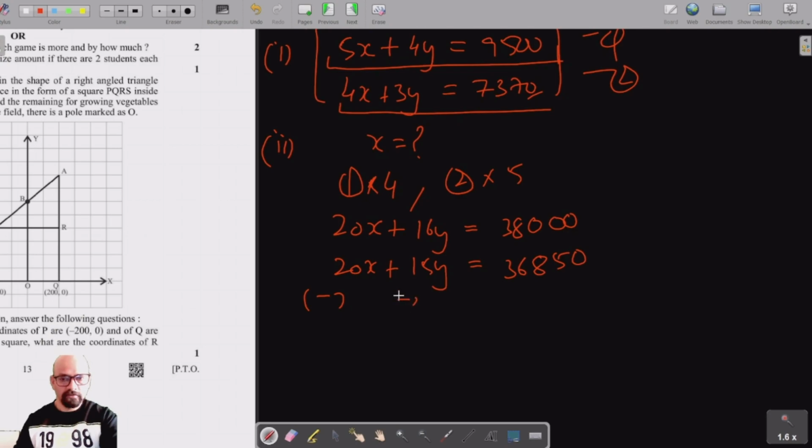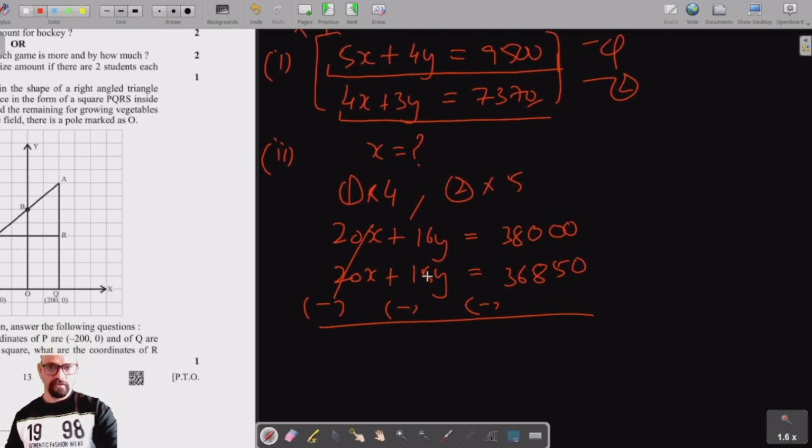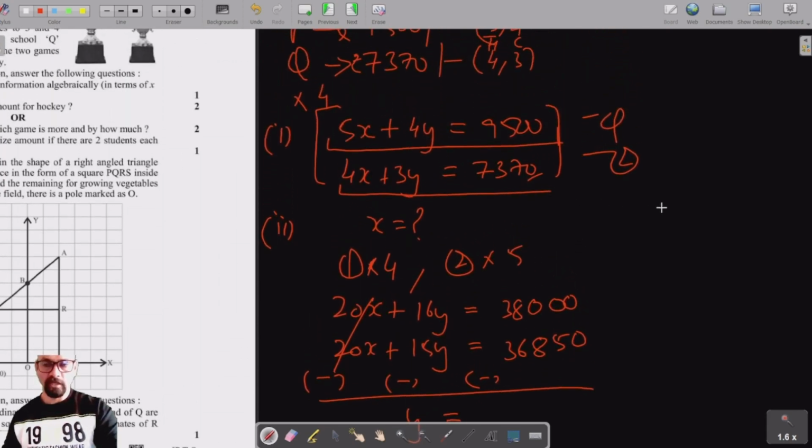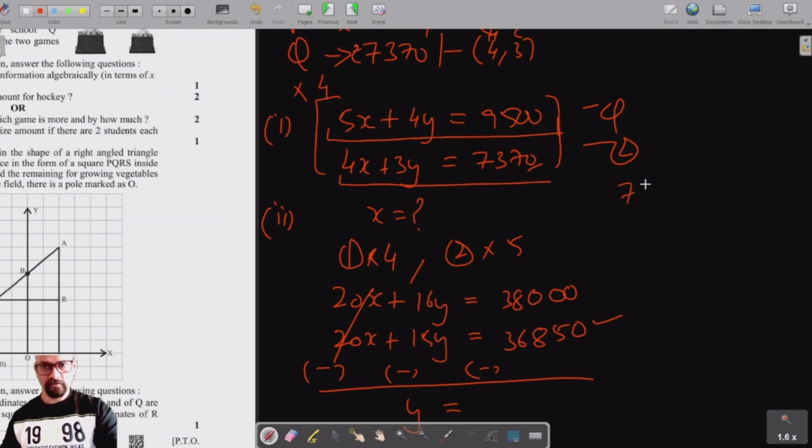Now let's subtract these two. If this gets cancelled, this is y. Okay, let me just correct this. So this is 7370 multiplied by 5.